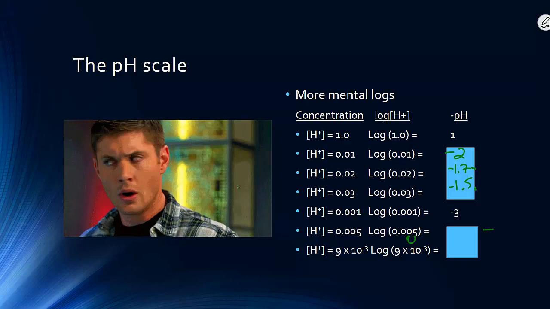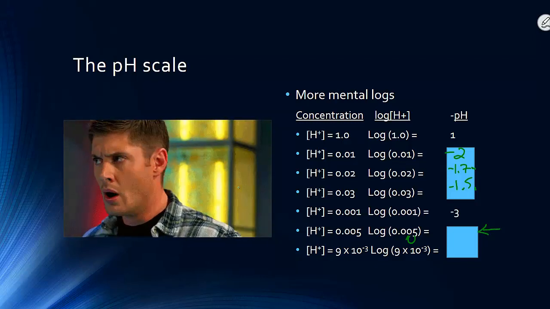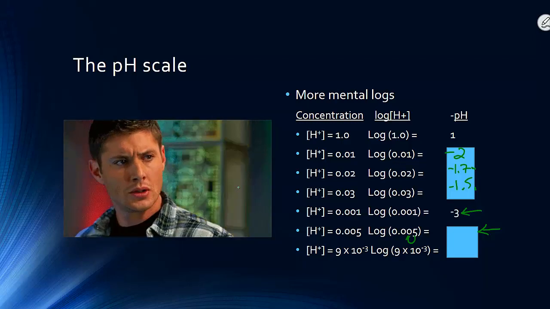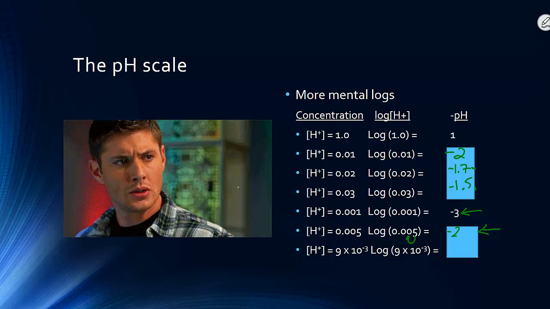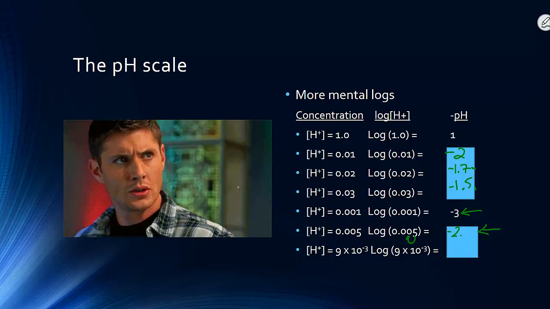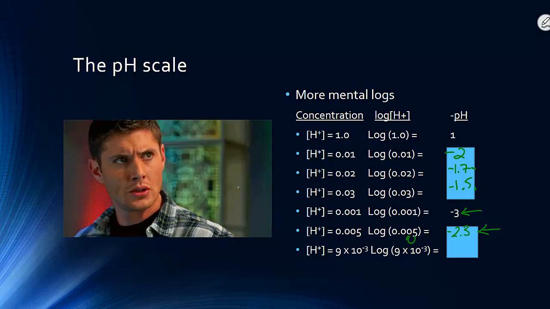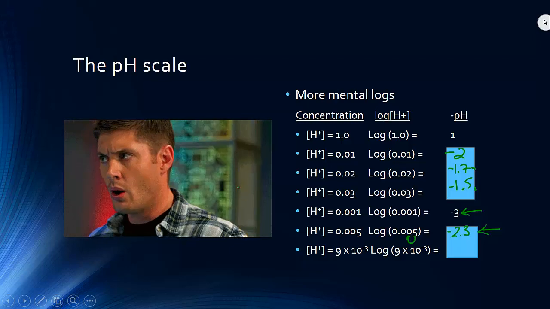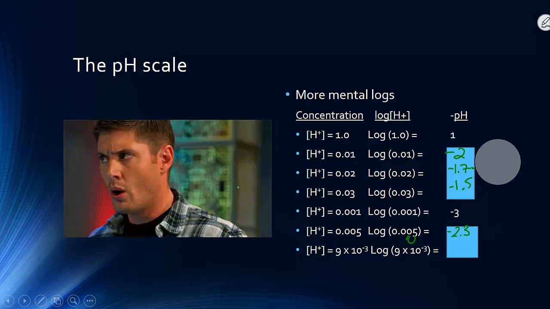So what value does this one have to be? Well, it's got to be closer to 1 than -3. So it's probably like a -2 something. And sure enough, if you type it in your calculator, you get a negative 2.3.